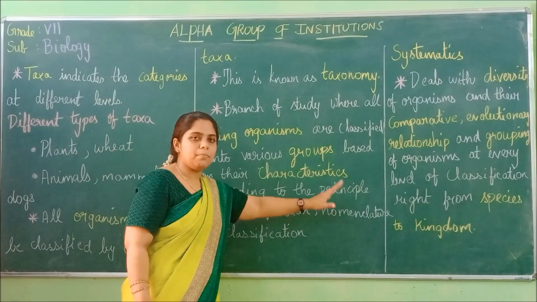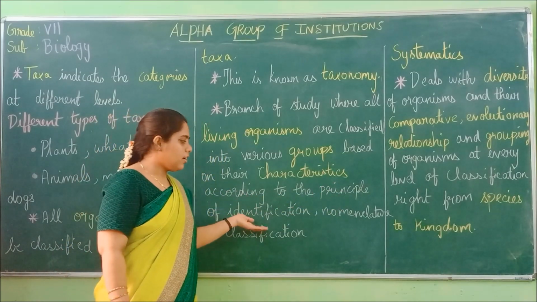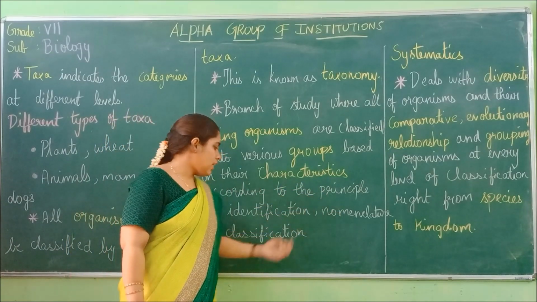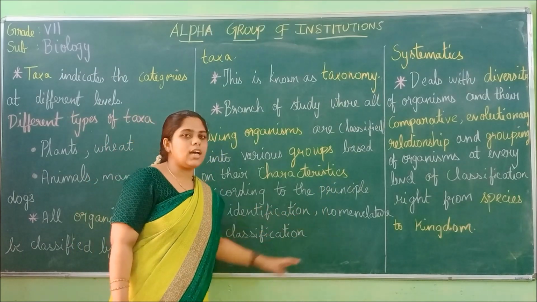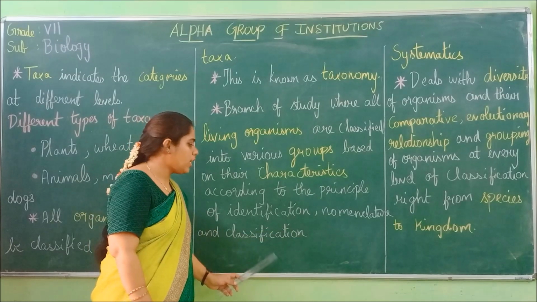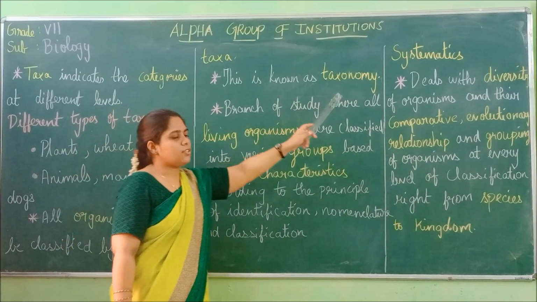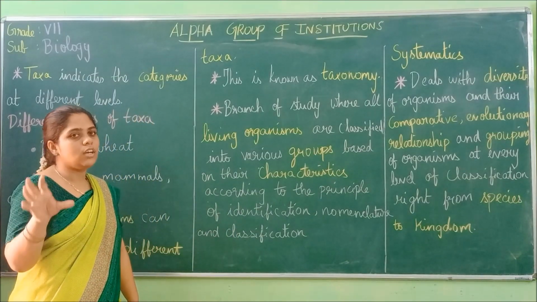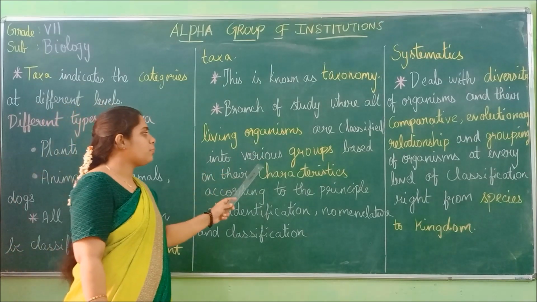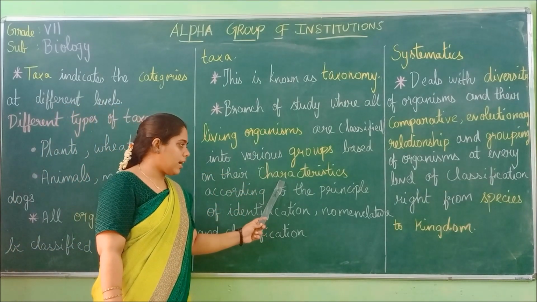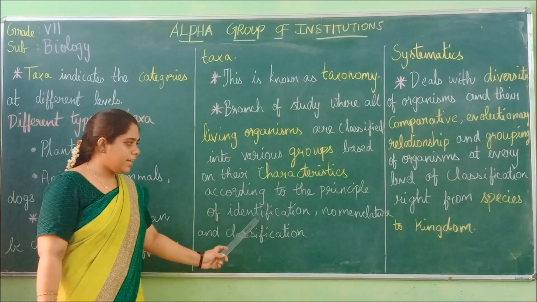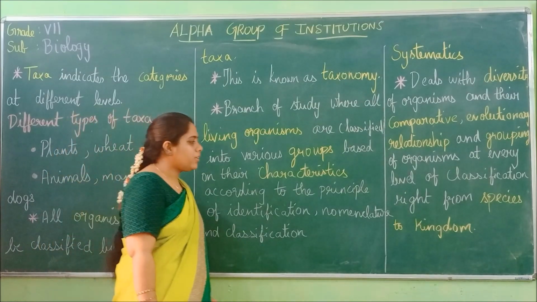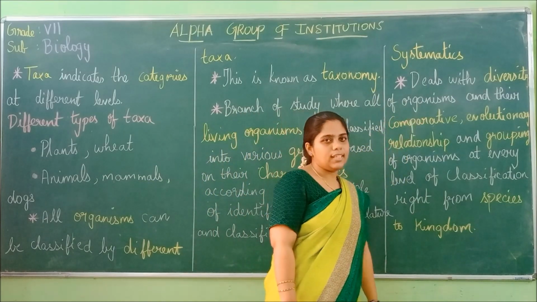So according to the principle, the classification is made, and identification. How it is identified, how it is named and how it is classified. These are the three things that are used for classifying under taxonomy. So now you know what is taxonomy and how they classify all the organisms. All the living organisms are put into various groups based on the characteristics and the principles of identification, nomenclature and classification. The next topic that we are going to see is systematics.